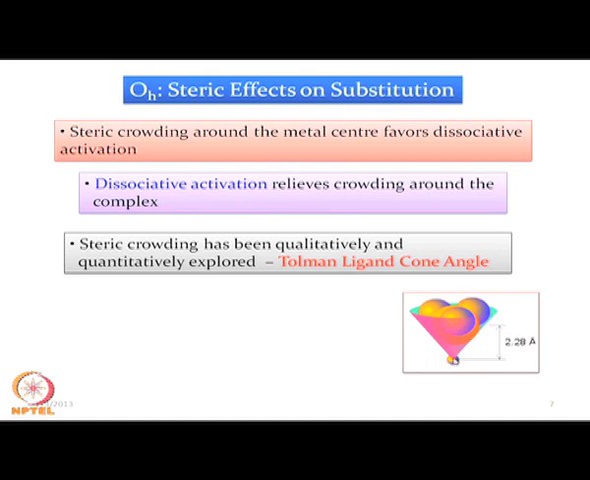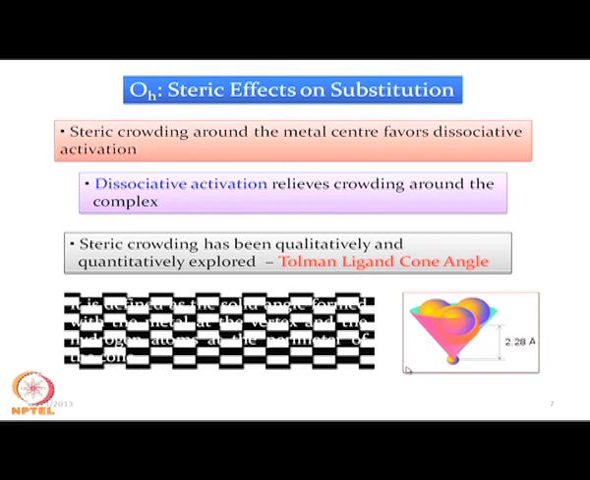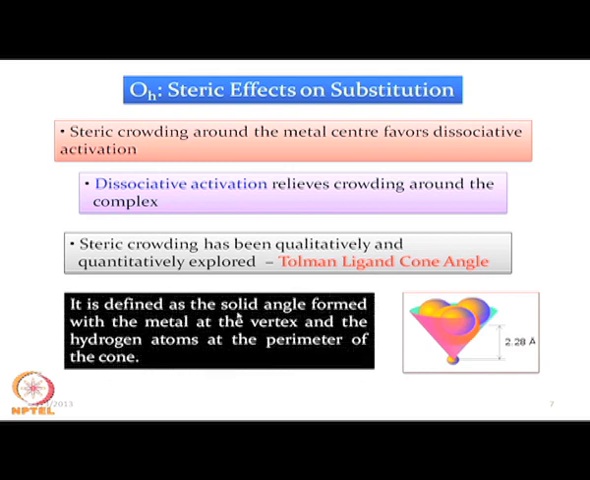So, when we change the cone angle, we have a corresponding change in the distances and the labilization of the metal phosphorus bond. How can we define the cone angle? It can be defined as the solid angle formed with the metal at the vertex. So, this is the solid cone angle, and the hydrogen atoms are at the perimeter of the cone.